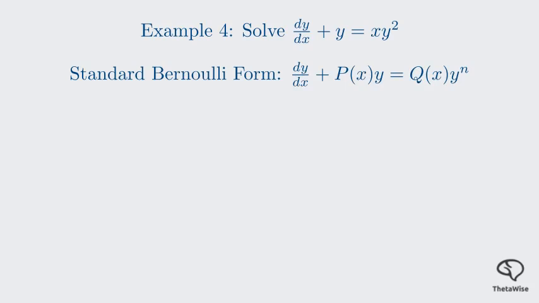Let's solve our first Bernoulli equation. dy/dx plus y equals x times y squared. This is in the standard Bernoulli form: dy/dx plus p of x times y equals q of x times y to the n. Here, p of x is 1, q of x is x, and n is 2. Since n is not 0 or 1, we use the substitution method.